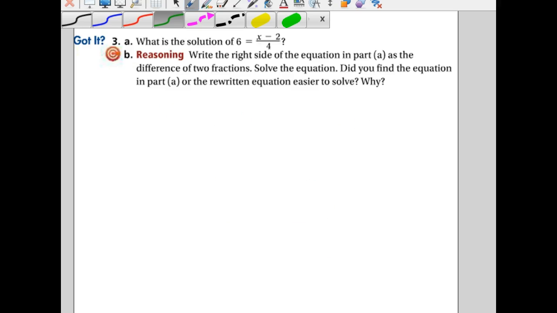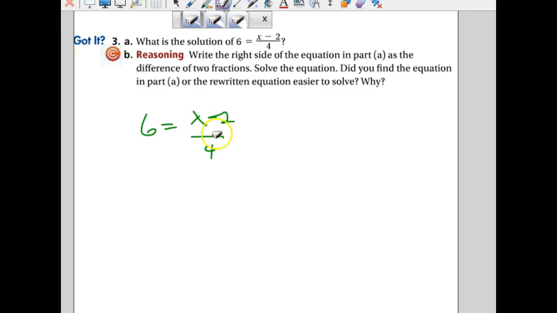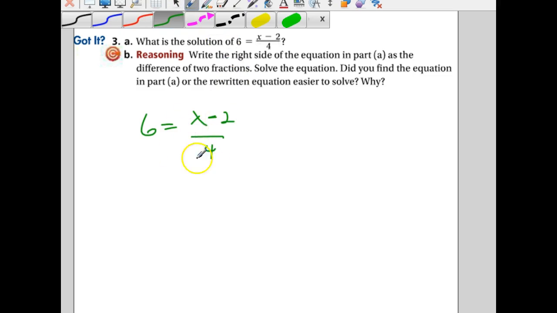Okay. Once again, same idea. 6 equals x minus 2 over 4. This is all one fraction. We're going to eliminate the fraction, make it so it's not fractions anymore. This division, you don't like division, so let's times by 4. Timesing by 4 undoes dividing by 4.